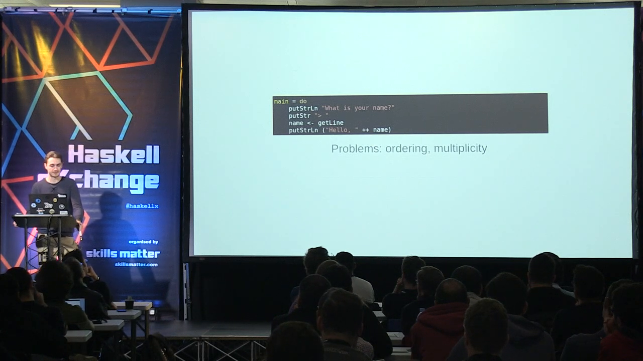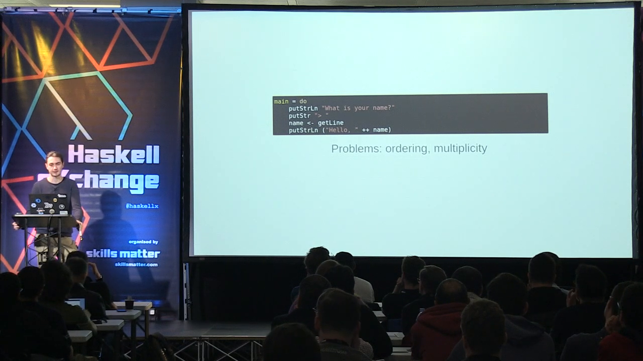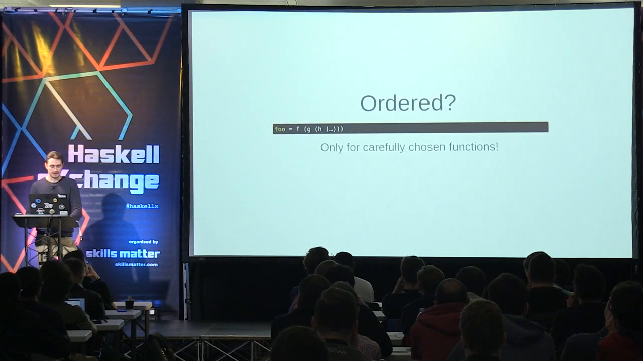So we have to keep track of the order, and we also have to make sure that things run exactly once at the right time. Yeah, but how do we introduce order when the compiler can just reorder things at will?